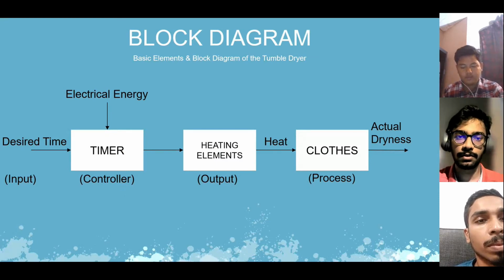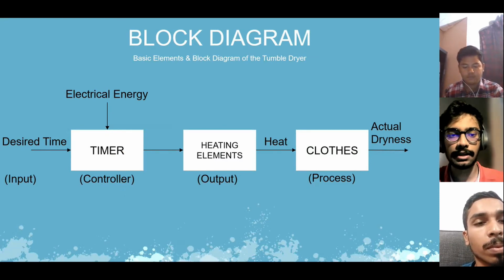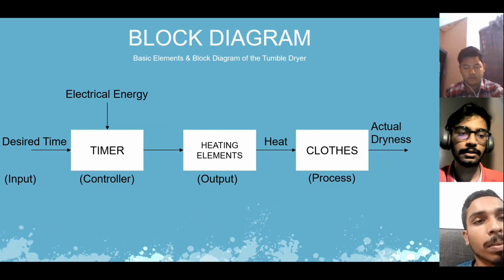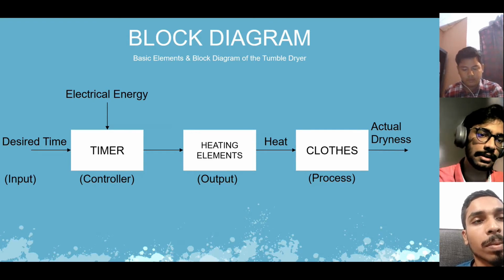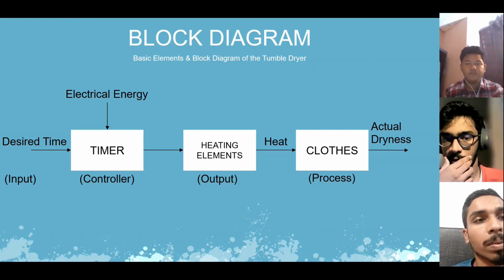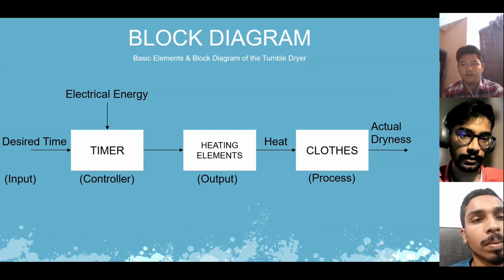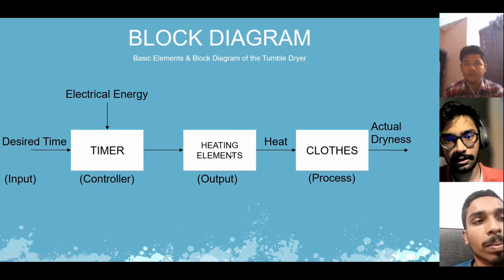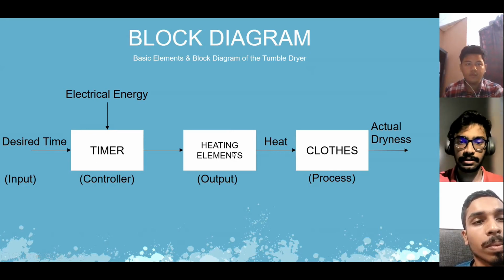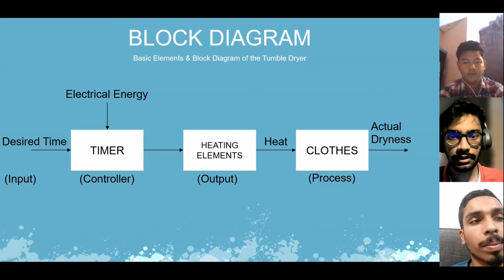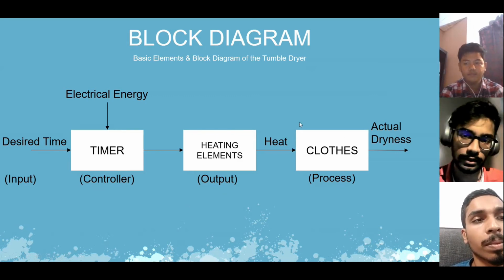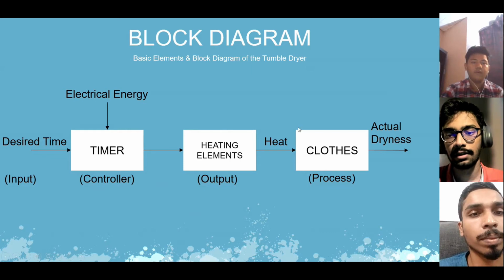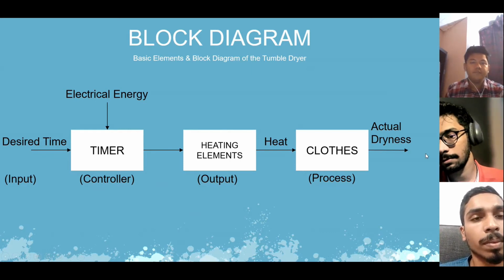For the first step, we put in some desired time. For example, I'm going to set 30 minutes for the tumble dryer to work. Then electrical energy will go in, and the timer will act as a controller, as I said, and I set it to 30 minutes over here. When I set 30 minutes, the timer will go straight to the heating elements. The heating elements will heat the clothes for 30 minutes, and after heating, the clothes have been processed.